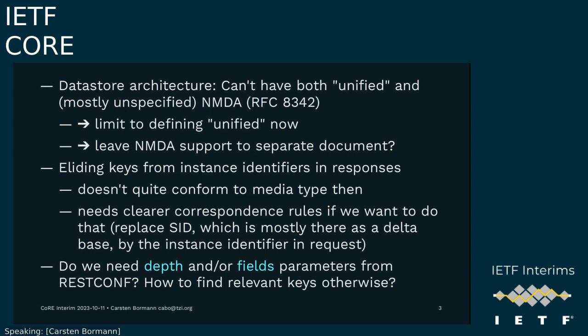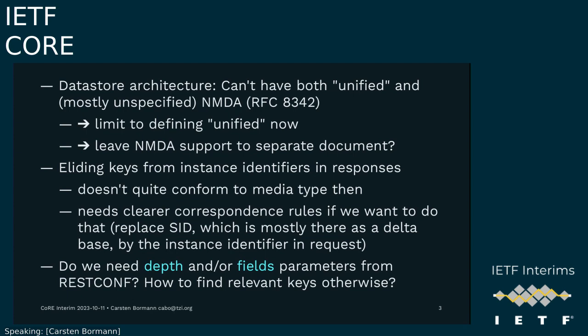A third observation is that with the way the data store is currently defined, you essentially need to get the whole thing to find out what keys are available for certain instance identifiers. And that, of course, can become expensive. It may not be very expensive because the data stores for constraint devices are small.